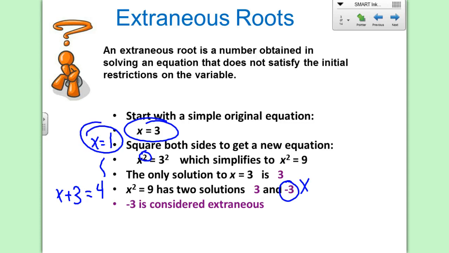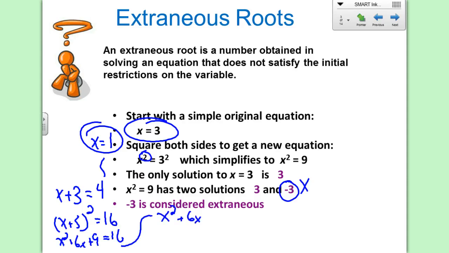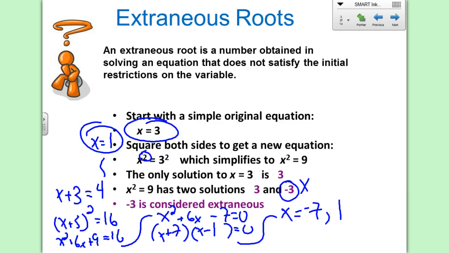If you square both sides, we get (x plus 3) squared is equal to 16. That means x squared plus 6x plus 9 is equal to 16. We now have a quadratic. I remember quadratics. x squared plus 6x minus 7 equals 0, since the 16 comes over and becomes minus 7. Now we factor it, and we get (x plus 7) times (x minus 1) equals 0. So now I have two answers: x equals minus 7 and x equals 1.